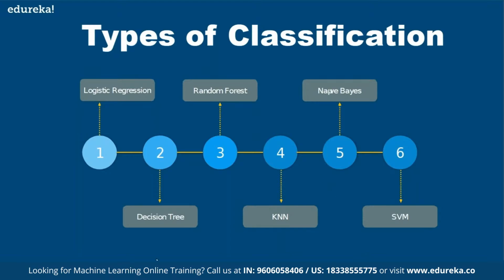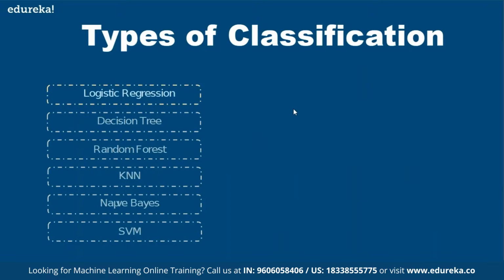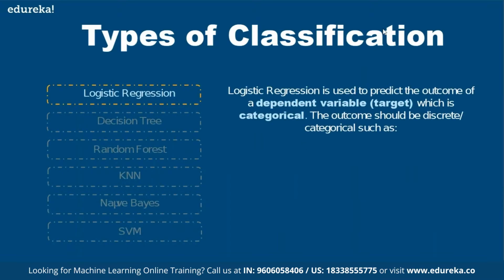Again, in classification, the algorithms that can come under it are logistic regression, decision tree, random forest, KNN, naive Bayes, SVM. All of their job is to identify which particular category a given data point goes into, and each has a different way of doing things. For example, logistic regression tries to predict the outcome of a dependent variable, which bucket it should go into. So here, dependent variable means, there are two things.